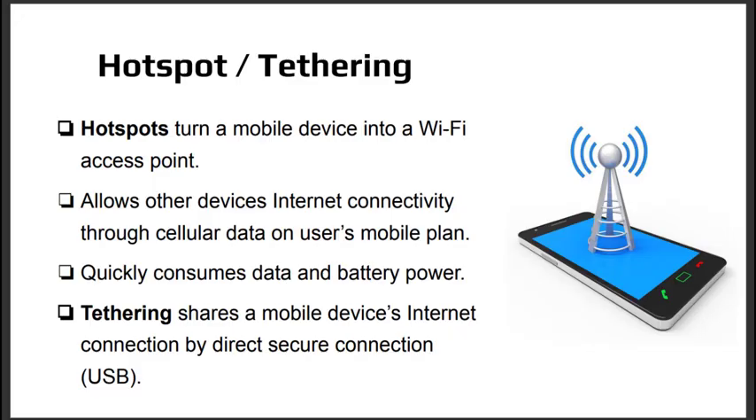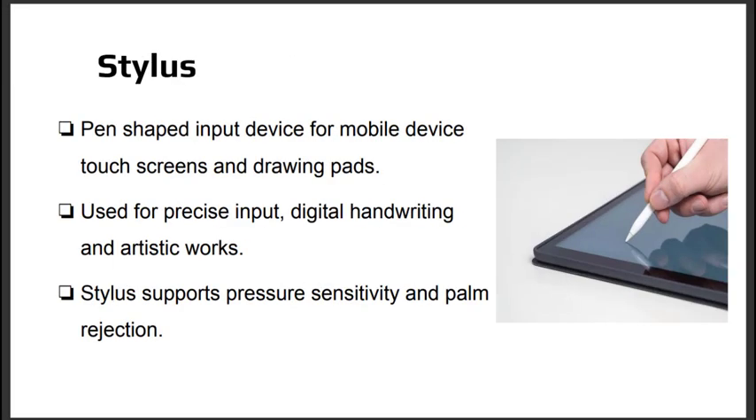In the remainder of this episode, we're going to discuss some mobile device accessories that we use to help with connectivity as well. First, we're going to discuss a stylus. A stylus is a component we use with our tablets and smartphones for touch screens and drawing pads. We have a pen or pencil shaped device that allows us to provide tactile input using the stylus directly on the screen. Styluses are very helpful for using digital handwriting, artistic works, as well as having very precise input on the screen.